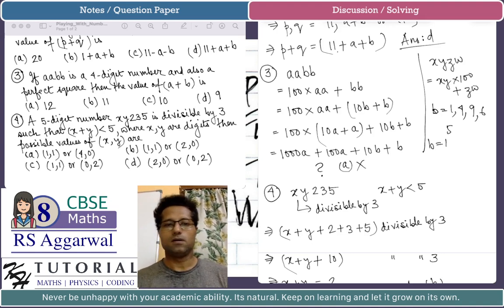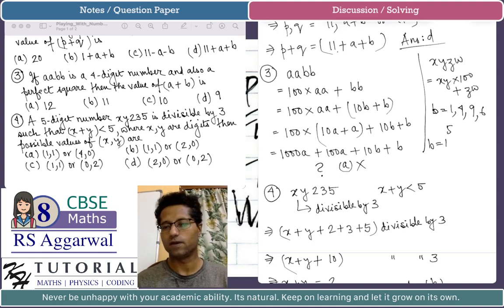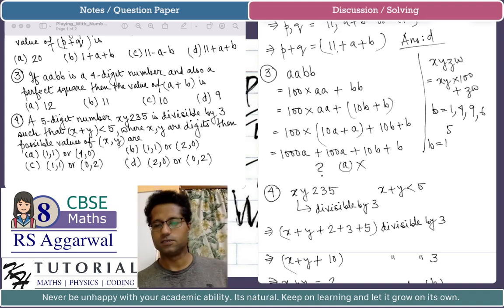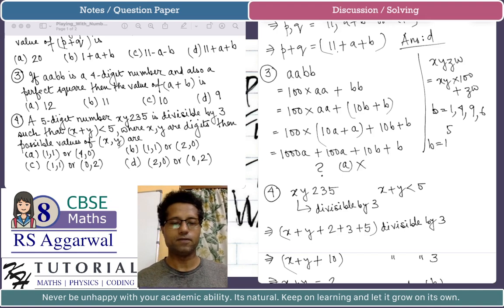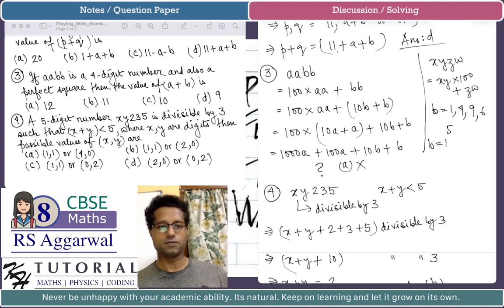We are considering B equals to 1. Now we can have values from 1, 4, 9, 6 or 5. Considering B equals to 1, we are checking which choice can be a possible solution. Choice A is given 12. That means A plus B equals 12. Now B is 1, then A is equal to 11. This cannot be the case. So with B equals to 1, A is the incorrect choice.